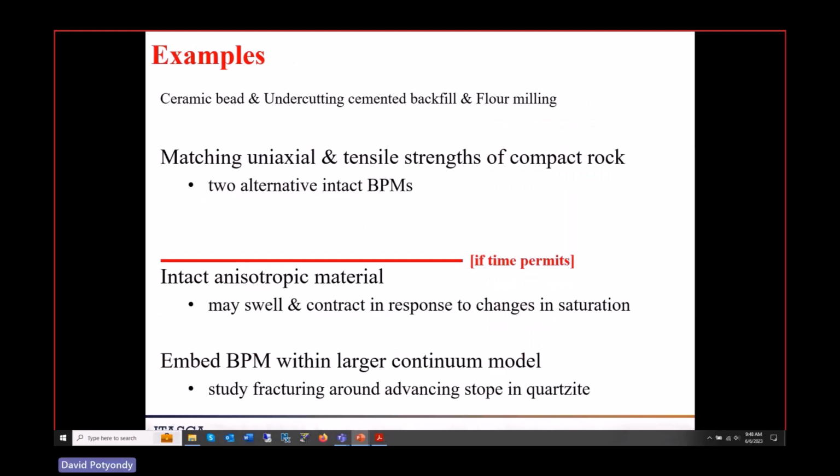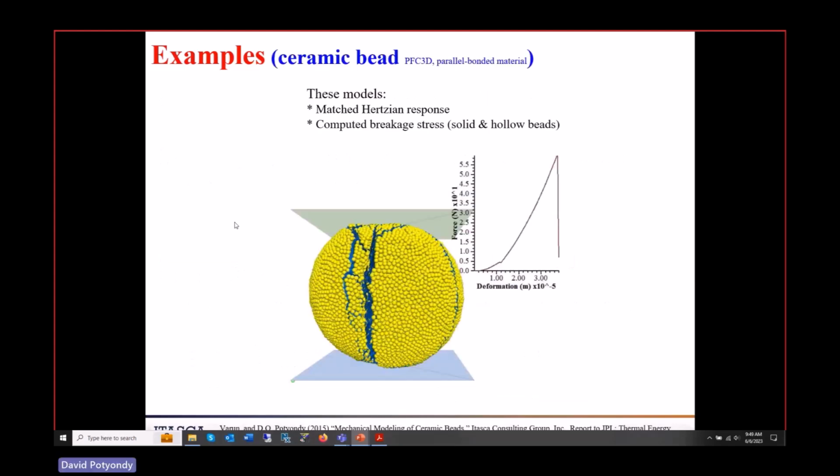Let's look at a few different examples now. Okay, we've got like 10 minutes. Let's see if we can get through this here. We're going to look at ceramic beads. What the hell, ceramic beads? Why are we looking at that? We're going to look at undercutting of backfill, and we're going to look at flour milling. I bet you didn't know we were going to learn about flour milling a little bit here. Okay, then we're going to talk about more rock stuff. Ceramic beads.